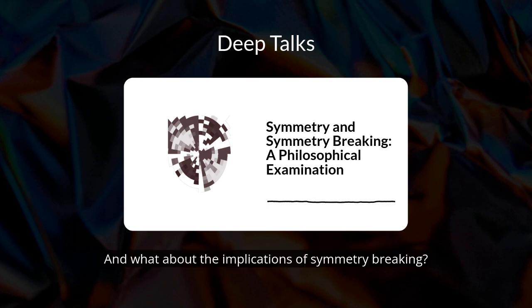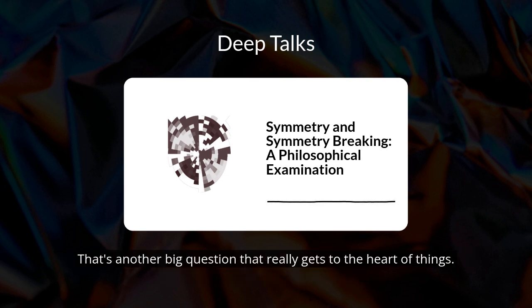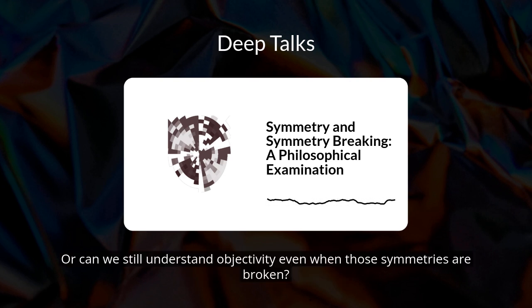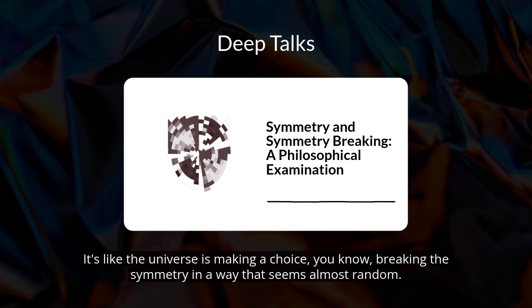And what about the implications of symmetry breaking? Does breaking symmetry somehow bring in an element of subjectivity to how we understand the universe? That's another big question that really gets to the heart of things. If symmetry is tied to objectivity, does its absence mean there's some kind of inherent subjectivity? Or can we still understand objectivity even when those symmetries are broken? Especially with spontaneous symmetry breaking, where the underlying laws are still symmetrical, but the specific result isn't set in stone. It's like the universe is making a choice, breaking the symmetry in a way that seems almost random.